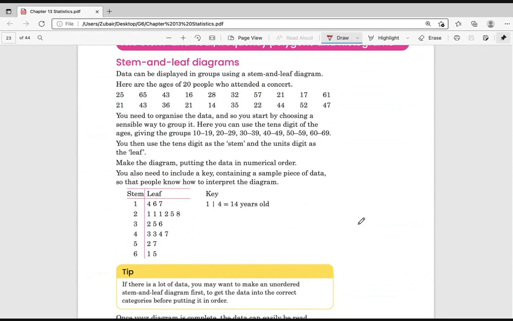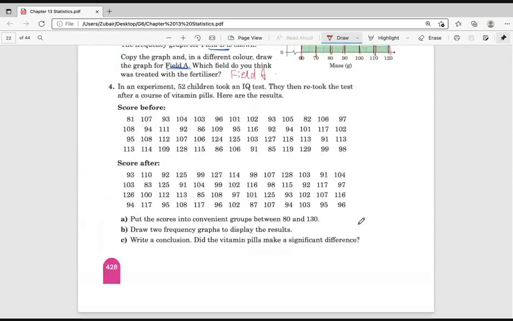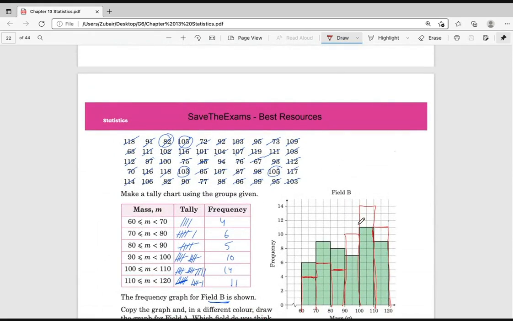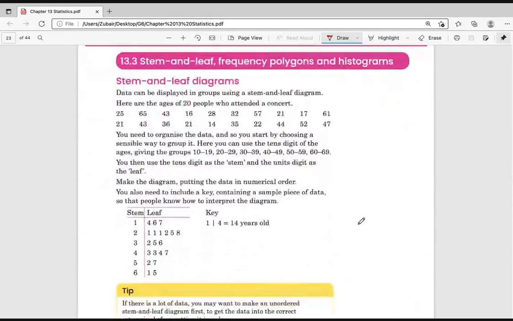New concept, stem and leaf. Before we start, any confusion in this concept? No, sir. Okay. So stem and leaf.